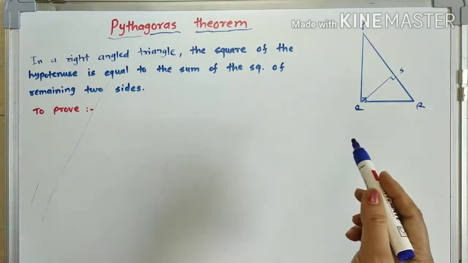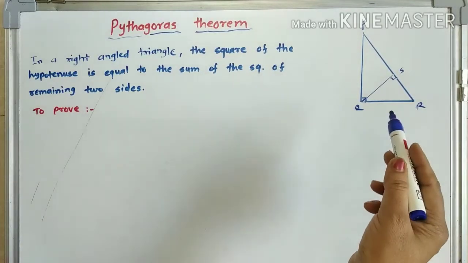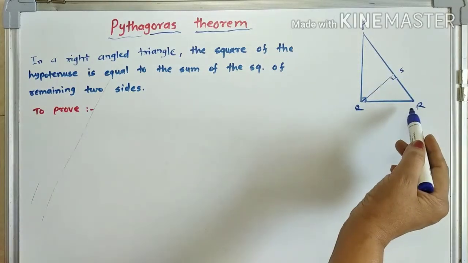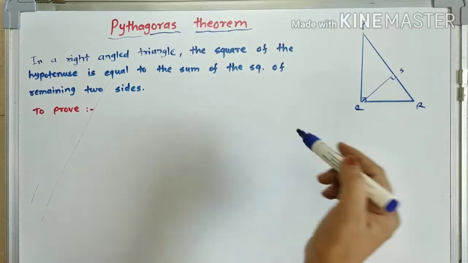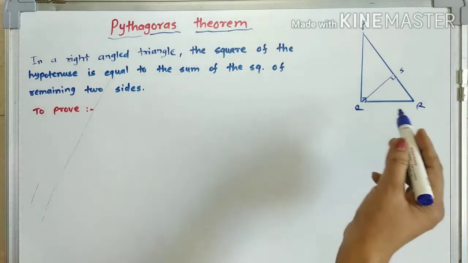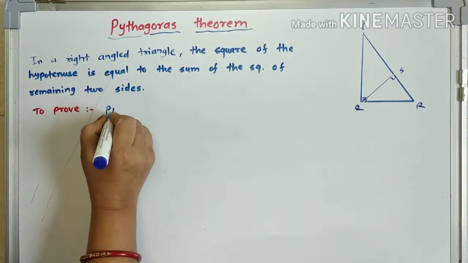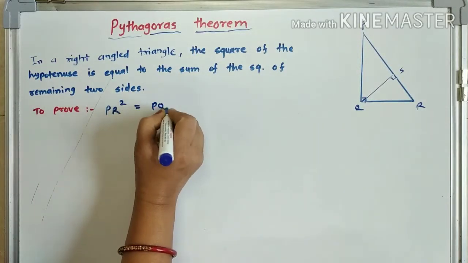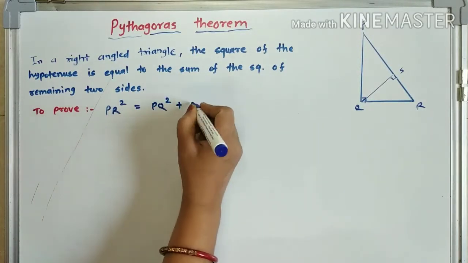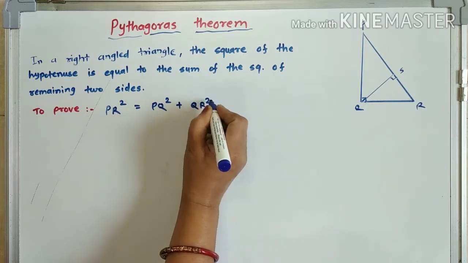You all know the Pythagoras theorem. In a right angle triangle, the square of the hypotenuse is equal to the sum of the squares of the remaining two sides. So we need to prove hypotenuse square, that means PR square equals PQ square plus QR square.